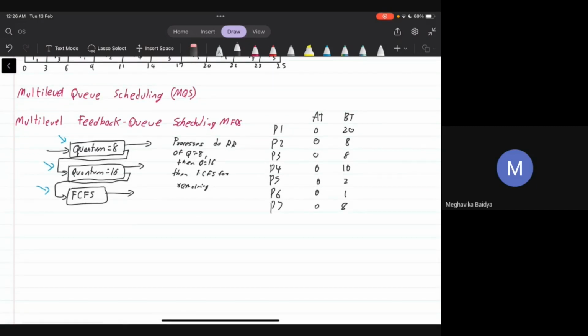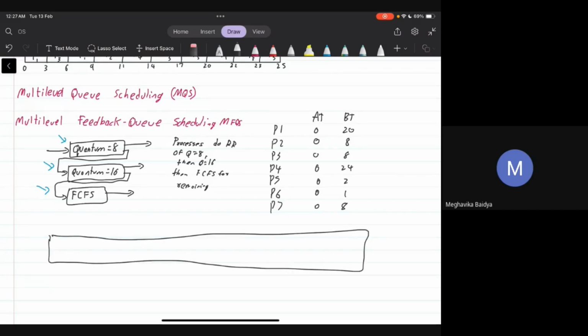So wait, let's do 8 plus 16 is 24, right? Let's do this one, 24. So how will you do it? First, we have to do round robin of time quantum 8. So this is a Gantt chart, and then you will start with P1. So P1 from 0 to 8, because the time quantum is 8, we will take 8.